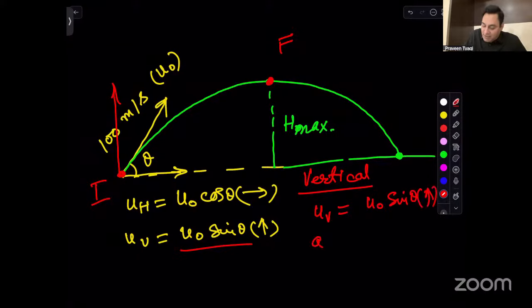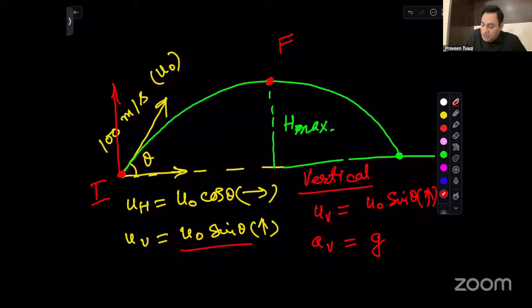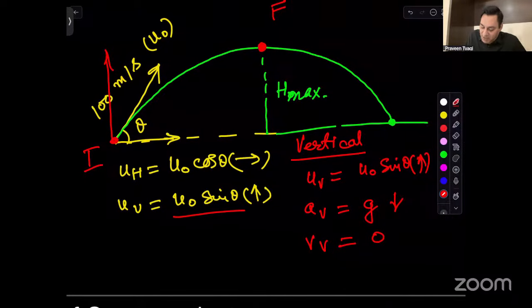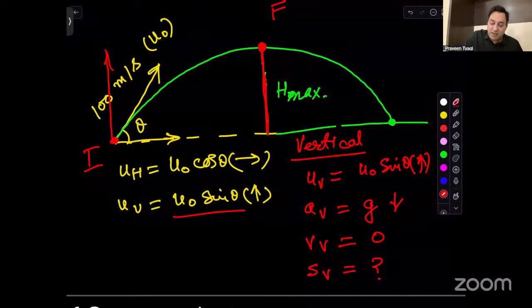What is the acceleration in vertical direction? g downwards. What is the final vertical velocity at this point? What is the final vertical velocity? 0. Suppose I have to find maximum height. So displacement vertical I have to find. What is the displacement? So at this point, this vertical displacement is maximum height attained. And this is also vertical displacement.